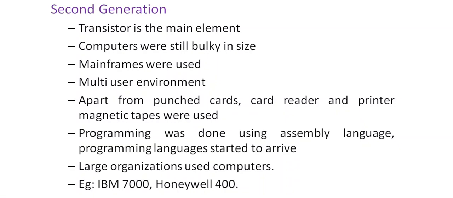Programming was done using what is called symbolic codes or assembly language, where instead of using ones and zeros, you will write something like ADD A B, which indicates add the content of A and B. ADD is the instruction. You can say there are symbolic instructions. And large organizations used them initially. IBM 7000, Honeywell 400 are examples.